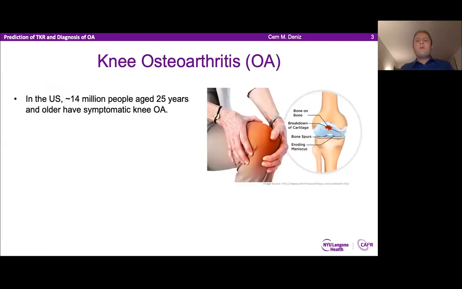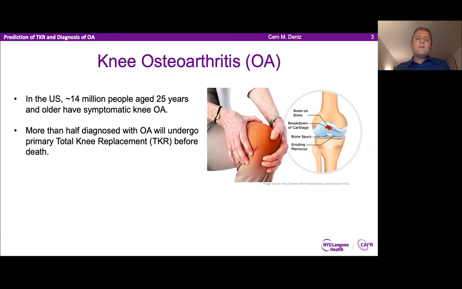So when we talk about knee osteoarthritis in the United States, there are about 40 million people aged 25 or older who have symptomatic knee osteoarthritis. The surprising thing is more than half of the diagnosed people with osteoarthritis will undergo primary total knee replacement before that.